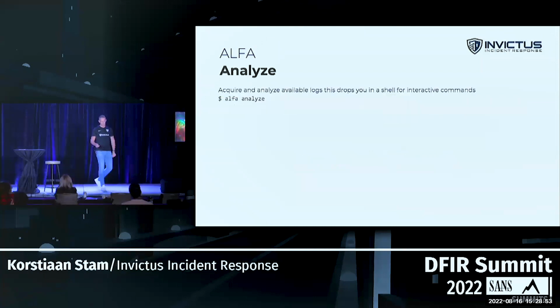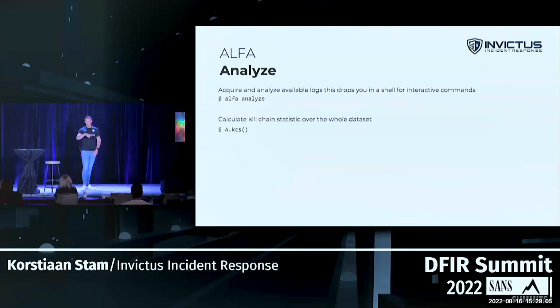The analyze function and the commands you can use. If you run alpha analyze, it will drop you in a shell, and you can do all these things that I just showed you. You can run a.kcs, which stands for kill chain statistic, on the whole data set or a subset of the data, and it will calculate the kill chain statistic. So it will give you the number, whatever that is.